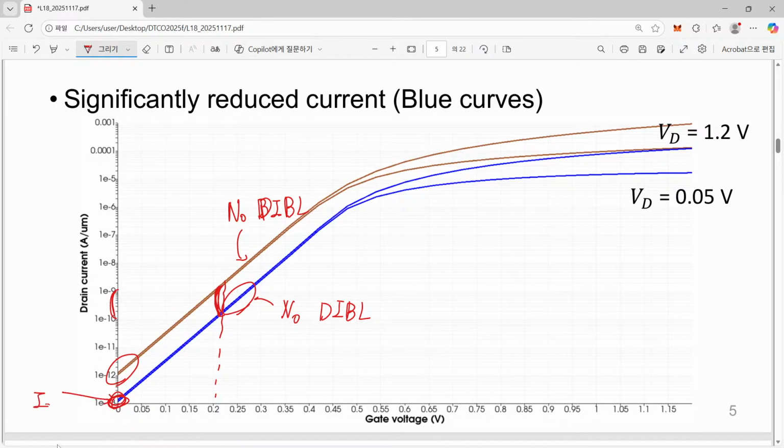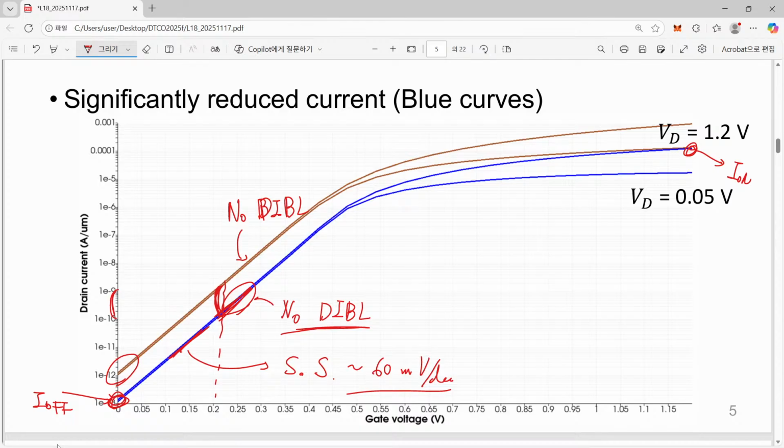Yes, this is the off current, and this corresponds to the on current, and their difference is measured as the ratio, and also their slope. Here we have the sub-threshold slope, and it should be around 60 millivolt per decade if we are talking about a gate all around transistor.